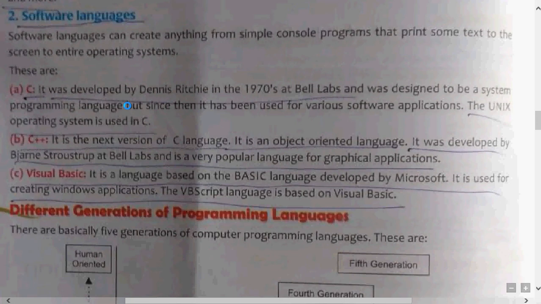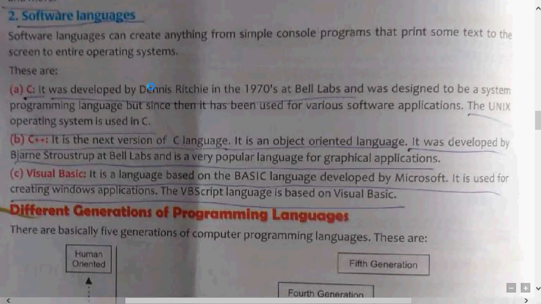So first we will discuss three: C, C++, and Visual Basic. First is C. It was developed by Dennis Ritchie in 1970 at Bell Labs, and mainly the Unix operating system was developed in C. We can say that it is the mother of the other programming languages.